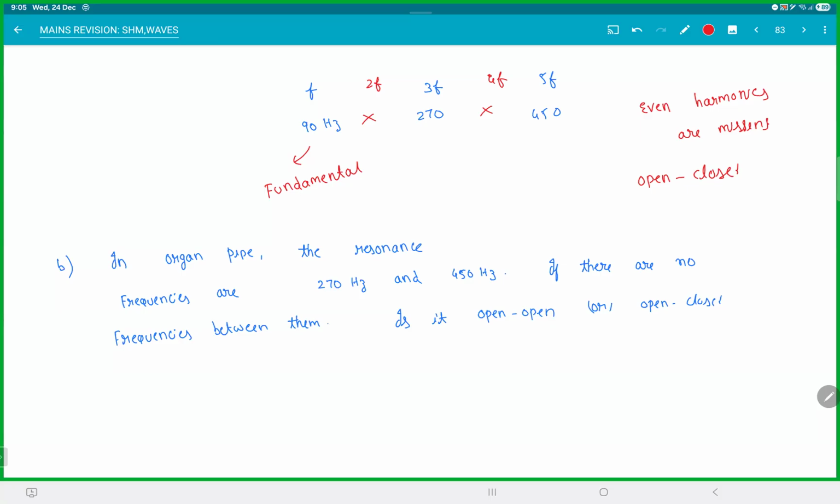And you are saying you don't have anything between 270 and 450. So the difference between them is 180. So 270 minus 180 must be 90. That must be the other side. And below 90, you can't go. 90 minus 180 will become minus 90. It doesn't make sense.